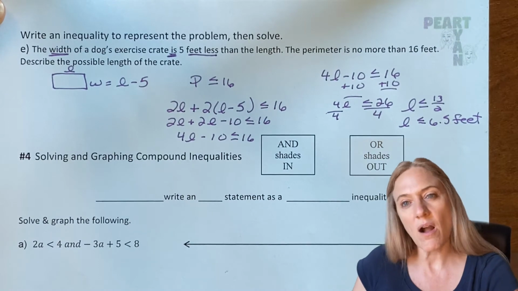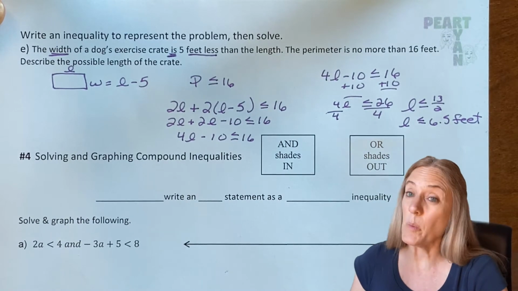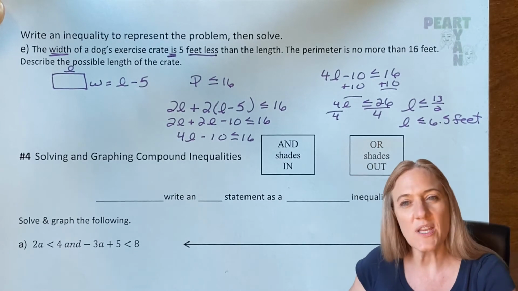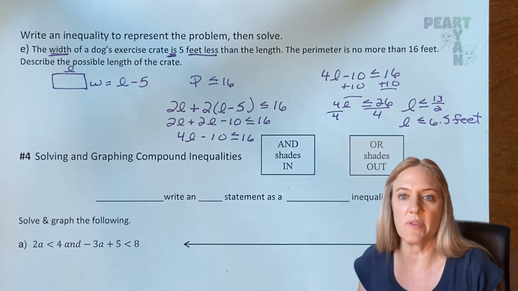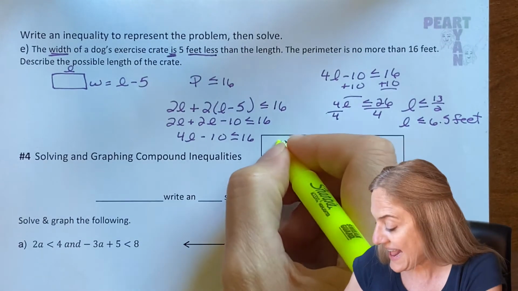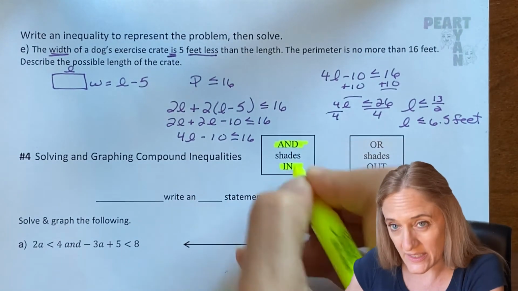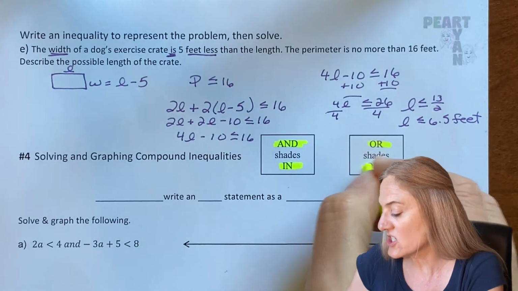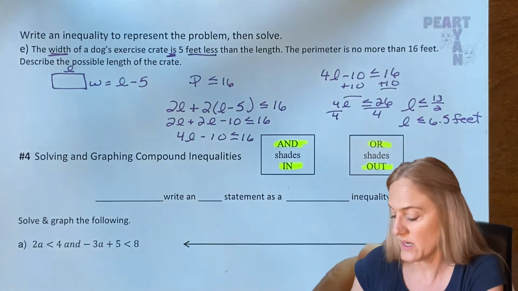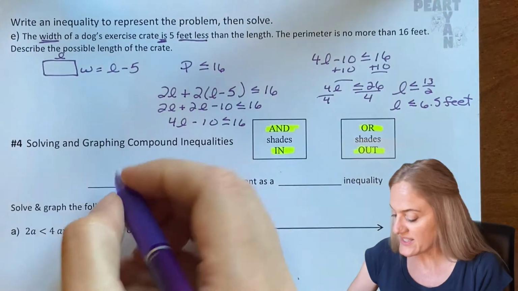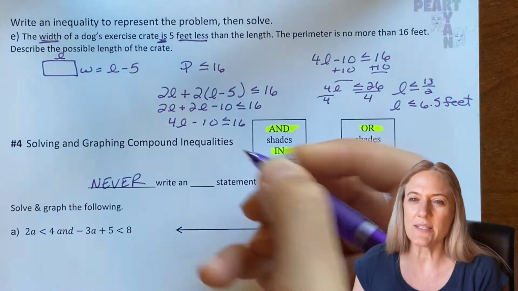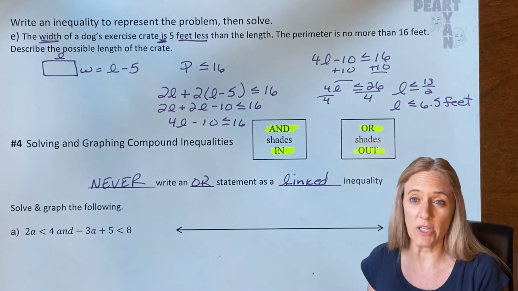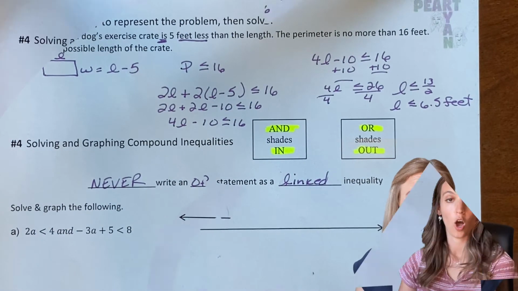Next, let's talk about compound inequalities. This is when we have more than one thing going on in the same problem. A few things to think about before we tackle some of these. We need to remember "and" shades in, so go ahead and highlight or circle that, and "or" shades out. You'll know what I mean in a moment. And the other thing we want to remember is that we never write an "or" statement as a linked inequality. You'll also see that below when we start solving these.